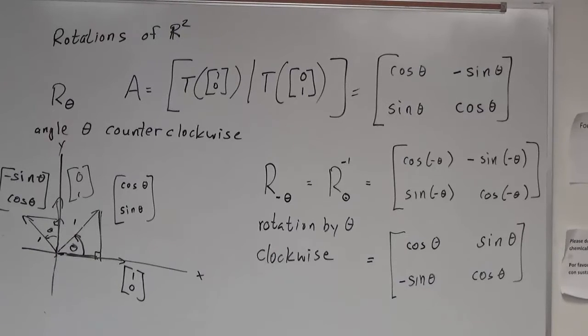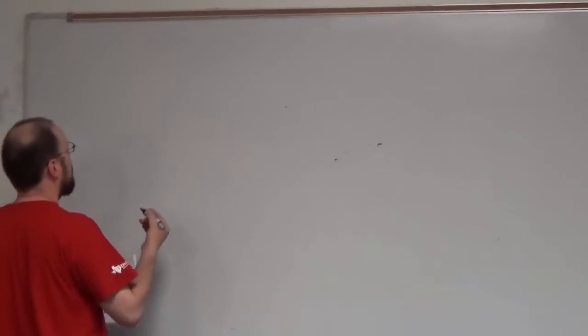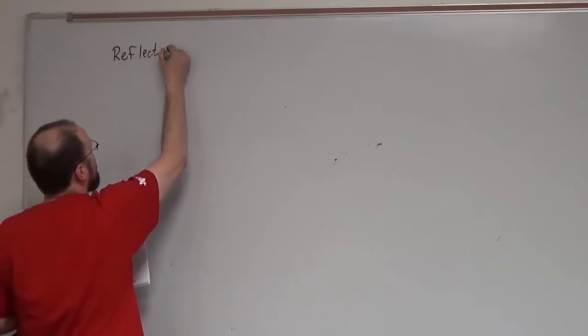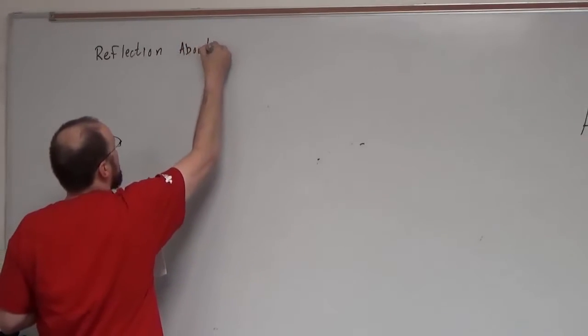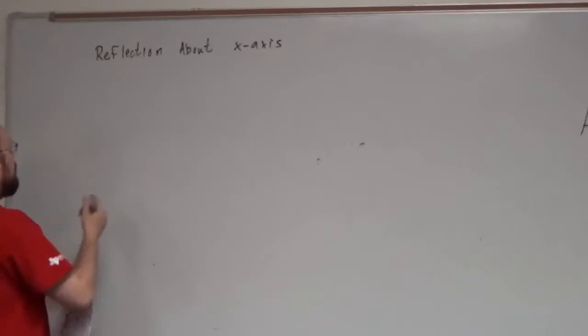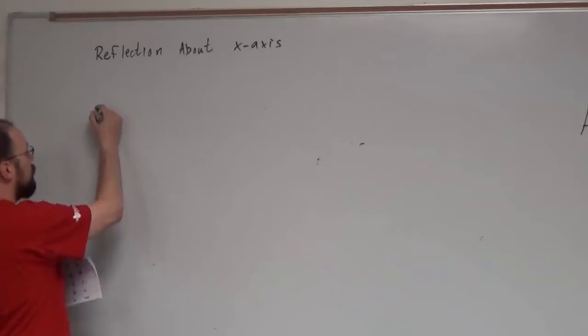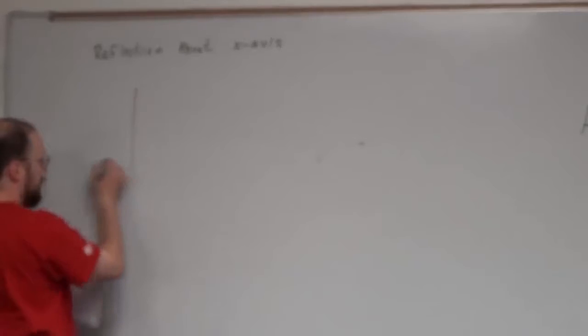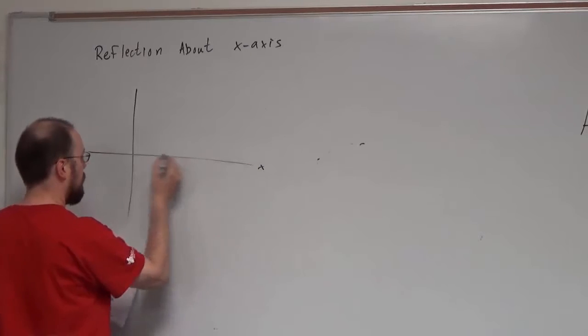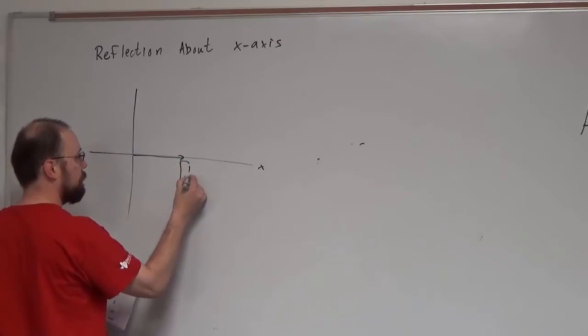So let's just go through the kind of basic ones. What if I want to reflect, this is going to be a reflection about, say, the x-axis, right? Because that's a transformation. So what would the standard matrix for the transformation be? And you can find out by simply seeing what the reflection about the x-axis would do to the standard basis elements.